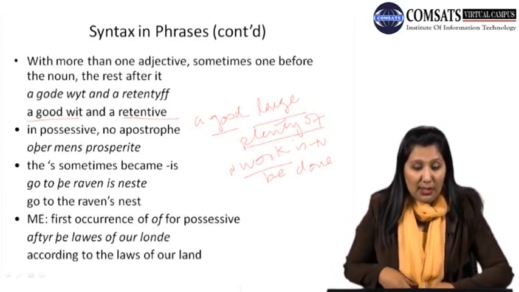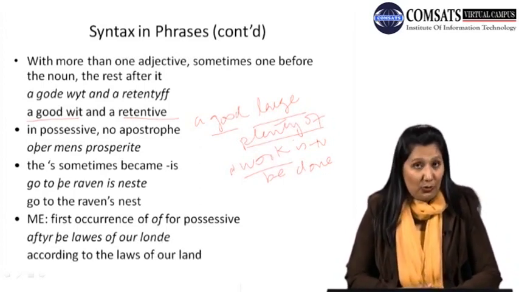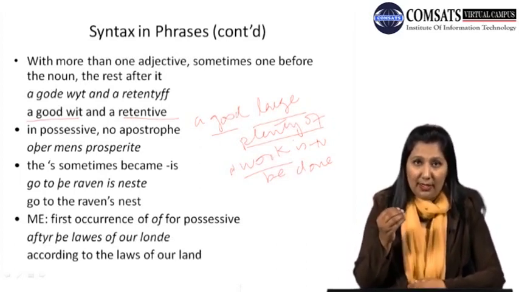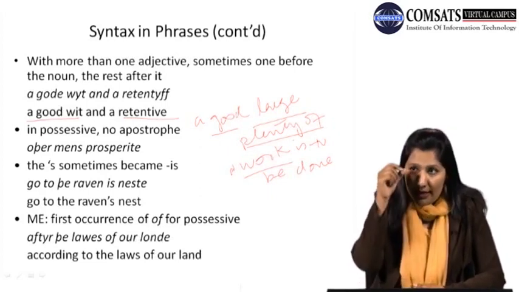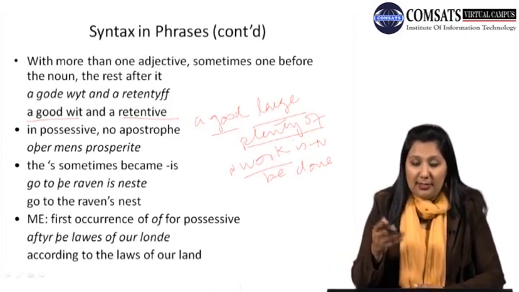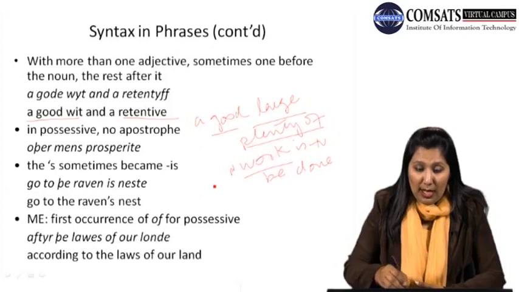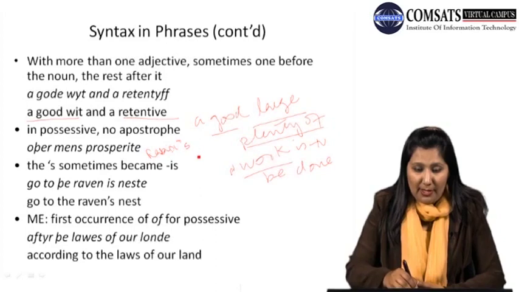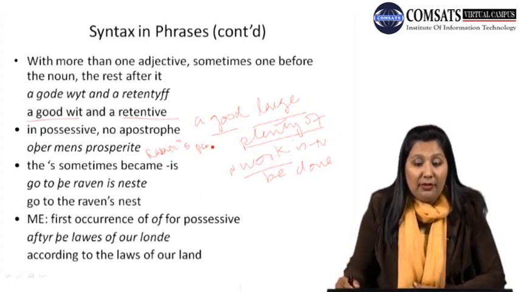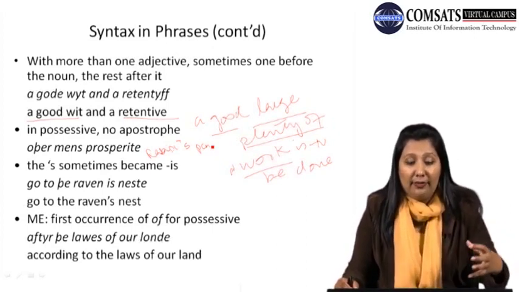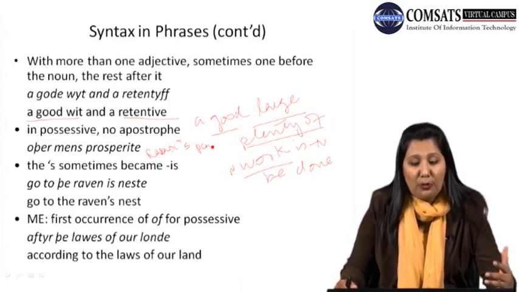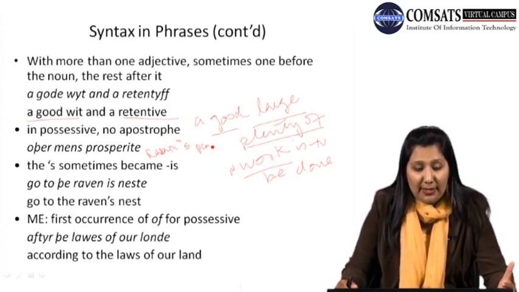Okay, well, we come towards possessive phrases. We see that there is no apostrophe, quite opposite to ours. In modern English today, when we talk about possessive phrases, we have an apostrophe. For example, if you say this is Rabia's pen, I would write firstly "this is Rabia," then an apostrophe, "this is Rabia's pen." It is one phrase, Rabia's pen, whereas they don't have any apostrophe in their phrases. It is written as "other man prosperate," "other man's prosperate."